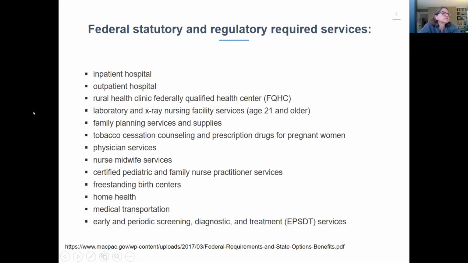Just as a reminder, there are statutory and regulatory required services with the Medicaid program. Every state is required to have this list of services. This is a MACPAC report, and you can see that there's a long list of things that every state has to have.